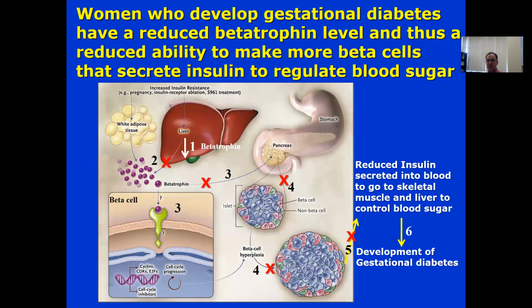So take a moment, review what is occurring with what causes gestational diabetes, making sure you have a good understanding of this.